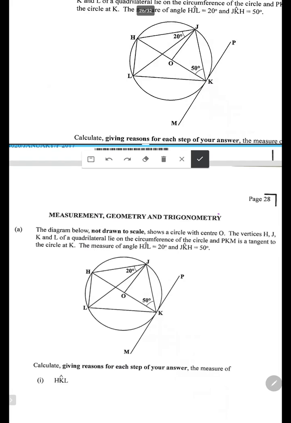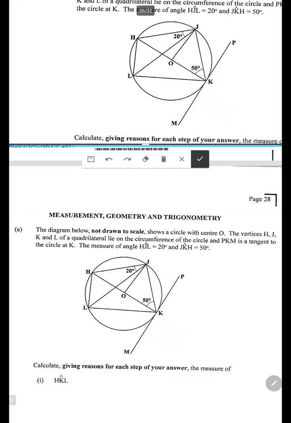So this question now applies all of those. It says the vertices H, J, K, and L of the quadrilateral lie on a circumference. It means that this is a cyclic quadrilateral right here, with 4 vertices on the circumference. The opposite angles are supplementary in the quadrilateral. Then it says now PKM is a tangent. So this is a tangent right here. It touches at this point only. So some tangent and radius, tangent and chord rules will come into play. All right.